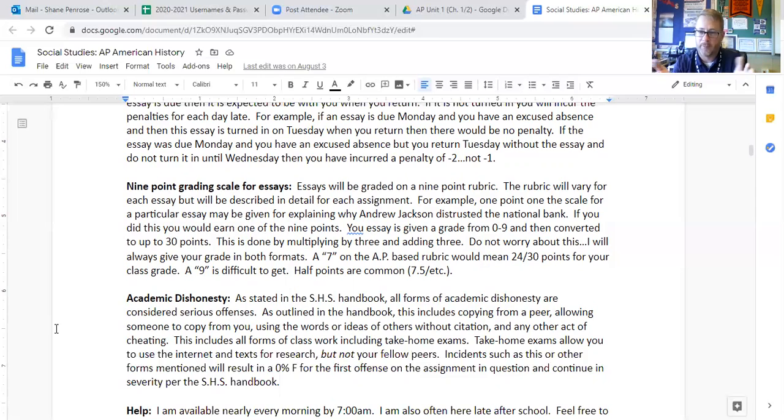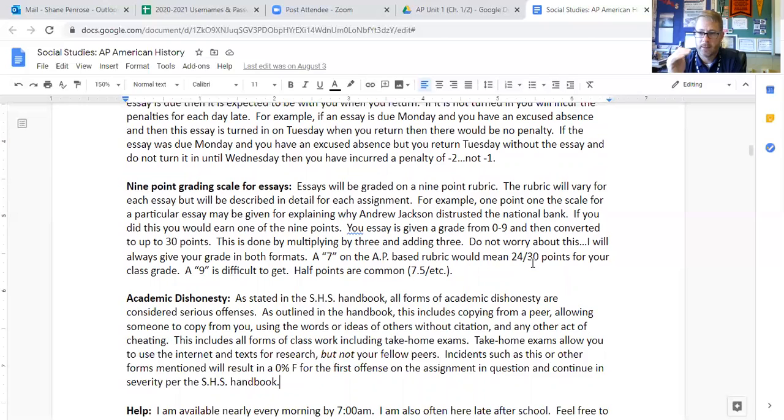You don't get 7 out of 30. You get 7 out of 9, and I convert that by multiplying by 3 and adding 3. It's a long story. You get the point, though. So if you're at a 7, at the top I'll put 7, and then I'll put 24 out of 30. That's actually a really good writing score, which is going to be hard for you guys to wrap your heads around. But this will become more and more intuitive to you. I'm not worried about it.